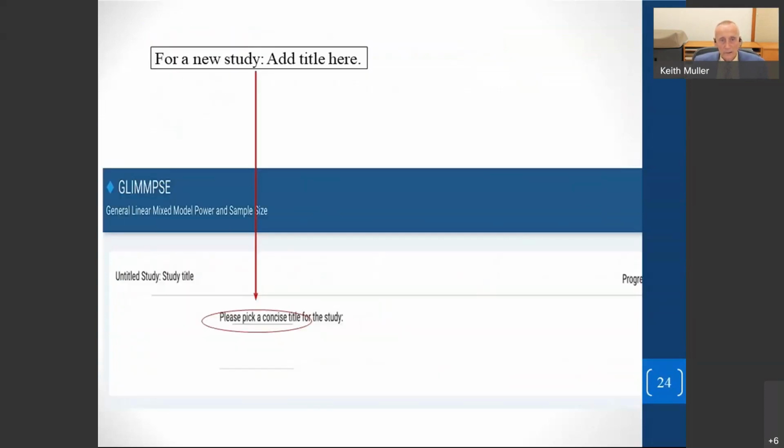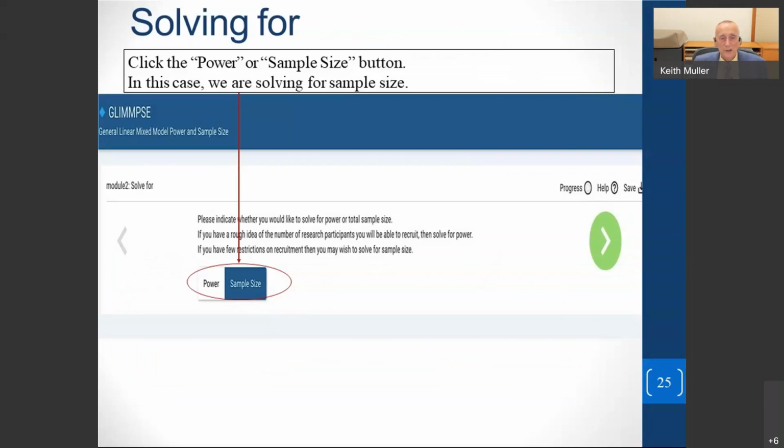For a new study, pick a title, click the power or sample size. Now, I'm going to give you a sample size because that's what people ask us most about. I am personally a big fan of power values and power tables and power curves, as I'll illustrate later on. You can do either, your choice.